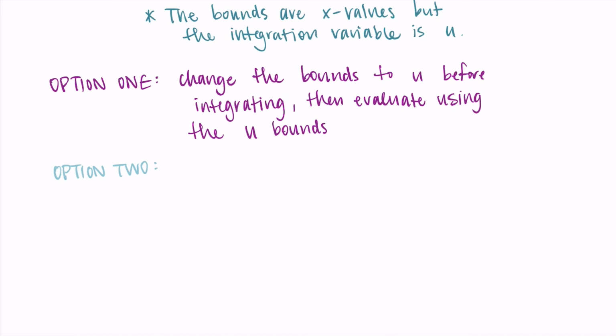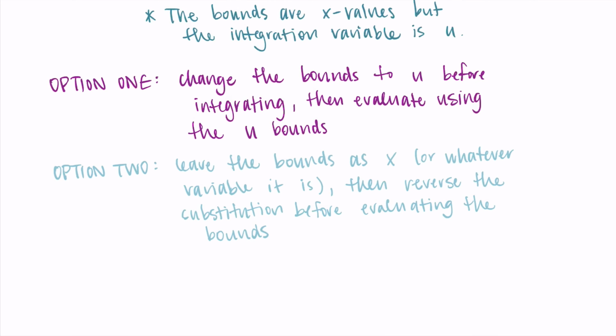The second option is that we leave the bounds as x, or whatever variable it is, it might not be x, but we leave it that way. And at the very end, we have to reverse the substitution and then use the x variable bounds. So we might have to substitute back in for x, get something in terms of x, and then evaluate that. It really depends on which option you like better, and sometimes in certain problems, one option works better than the other. You tend to get more used to this the more problems you've done, so I'm going to show you both options just so you get how these work. In words, they might not mean much, so let's walk through what they look like in practice.